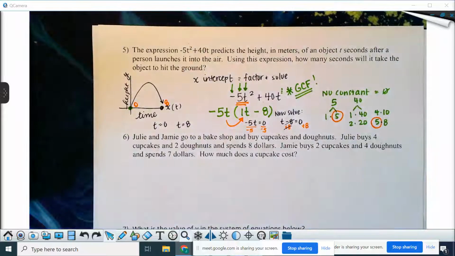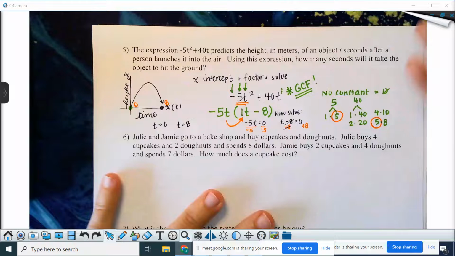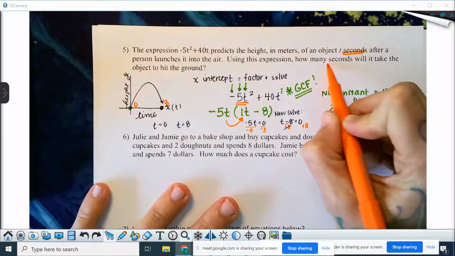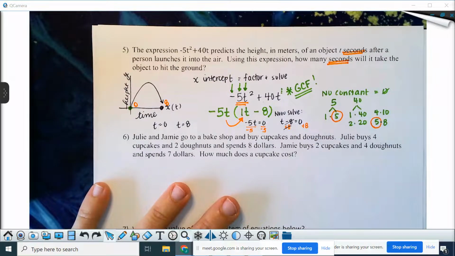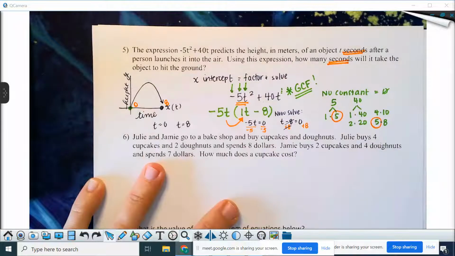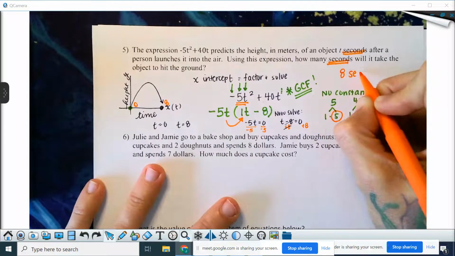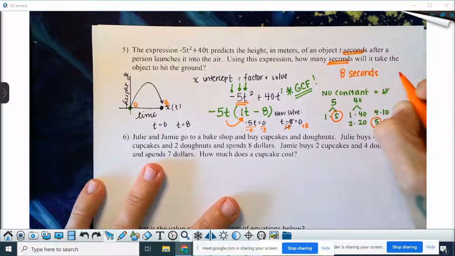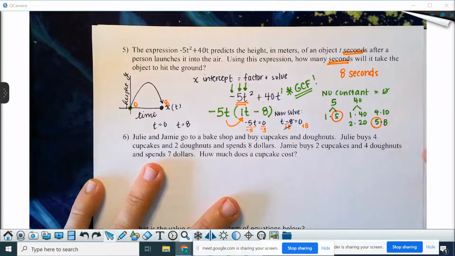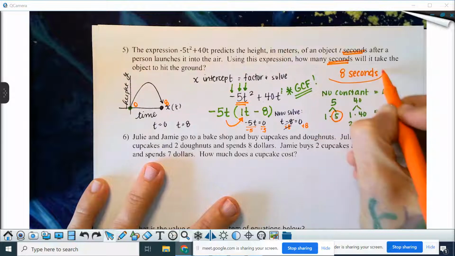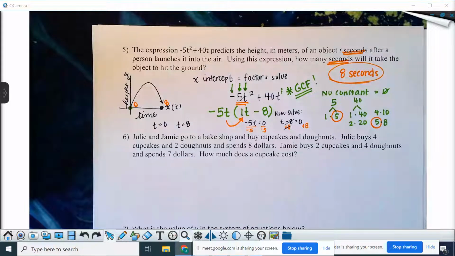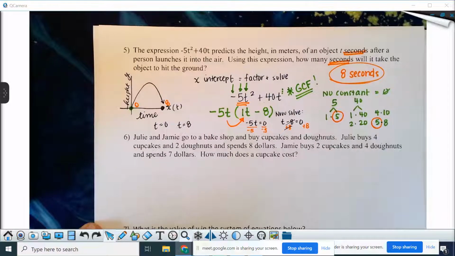So using the expression, how many seconds will it take to hit the ground? And it says t is in seconds. So you do want to make sure your units of measure are the same. So it's going to take 8 seconds for the ball or item, or a person launches an object, 8 seconds to hit the ground. Because you're finding, yep, absolutely, the x-intercepts again.